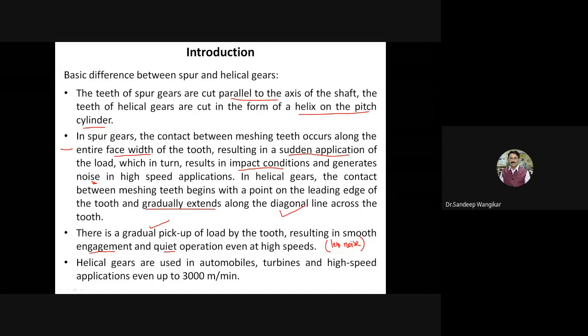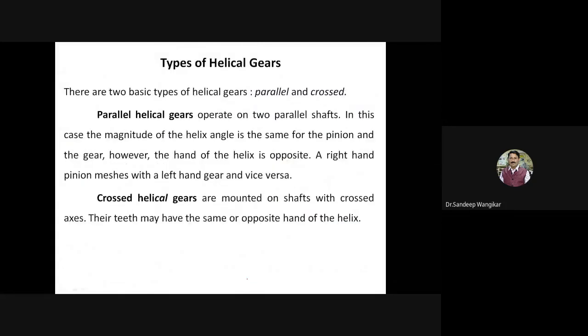Therefore these gears are used in automobile, turbine and speed applications, where up to 3000 meter per minute is mentioned. So in very high applications we can use helical gears as compared to spur gear. Spur gear has its limitation due to the sudden applied load and impact condition generating more noise at higher speed. Therefore, when we want to use the gear in higher applications, we have to go for helical gear. So this is the basic difference between spur and helical gear.